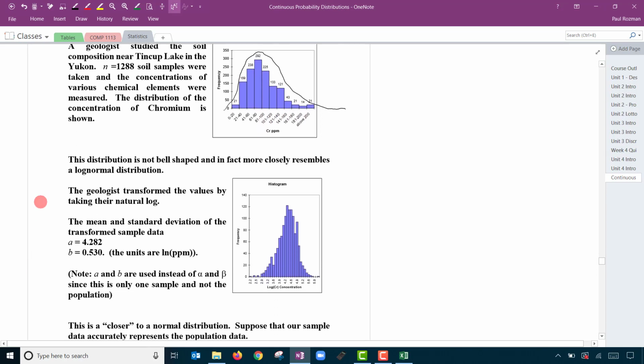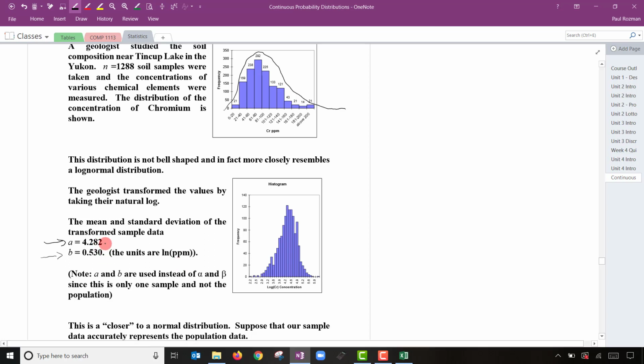Well, I have my 1,288 values. If I take the natural log of all of those values, I can then find the mean of the natural logged values. And that's what this A is here. And I can also calculate the standard deviation. Basically, my units are natural log of parts per million because I took the natural log of all of the data and then calculated mean and standard deviation.